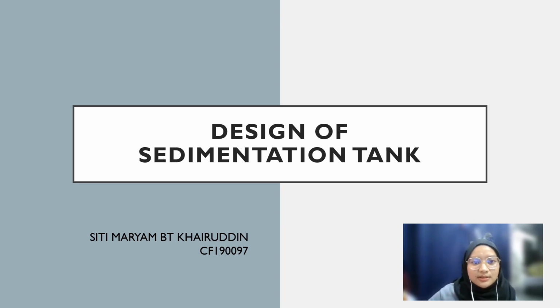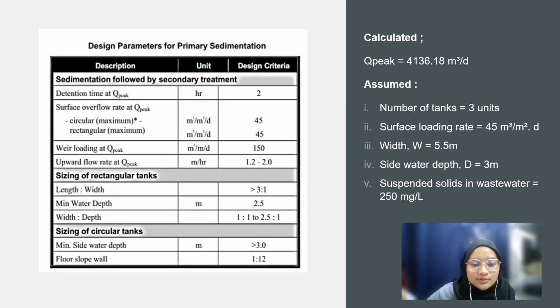I'm going to explain about the design of the sedimentation tank. Firstly, we are going to follow the design parameter for primary sedimentation in the guideline and calculate our QP, which is 4,136.18 meter cube per day. The assumed number of tanks is 3 units, SLR 45 meter cube per meter square per day. Width is 5.5 meter, height of the depth is 3 meter, and the suspended solid in wastewater is 250 mg per liter.